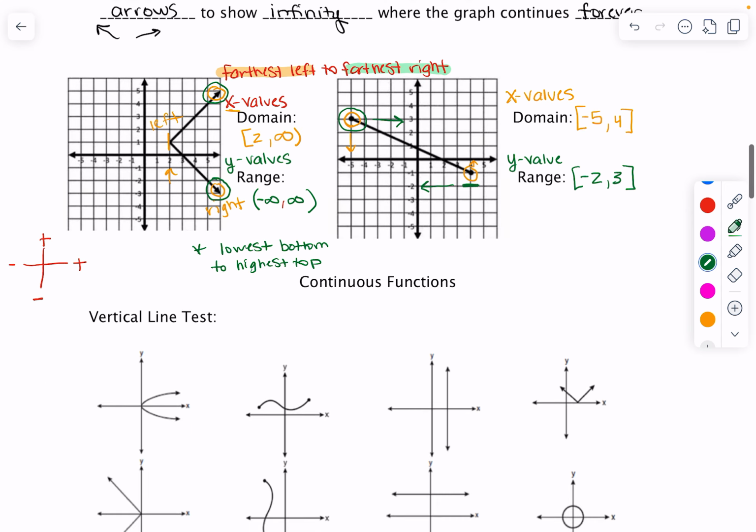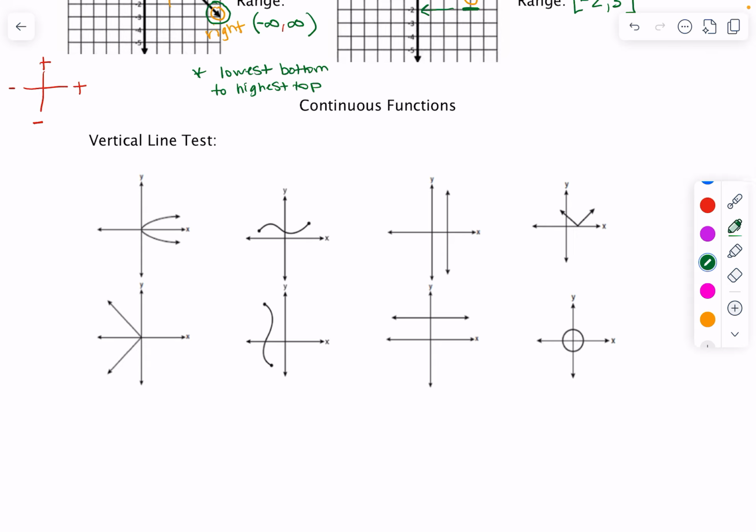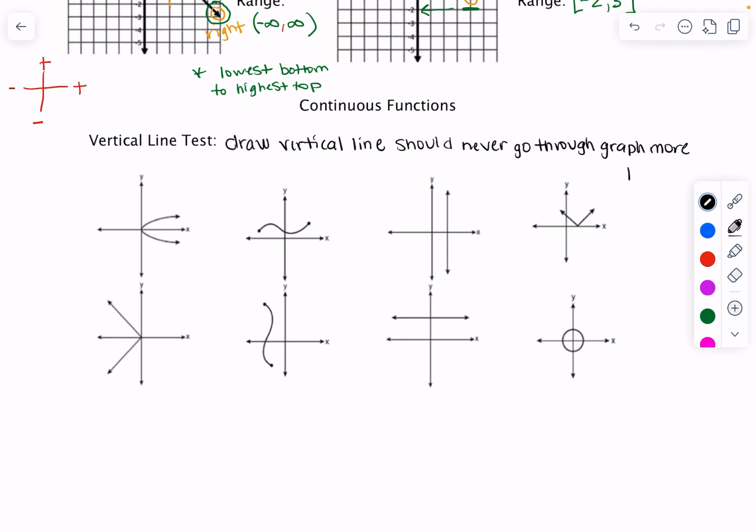We also need to determine whether continuous relations can be functions. So we're going to use that vertical line test again like we did in the previous lesson. So let's redo that definition. So if you draw a vertical line, that line should never go through a point. And I'm going to say go through the graph instead of point more than once.